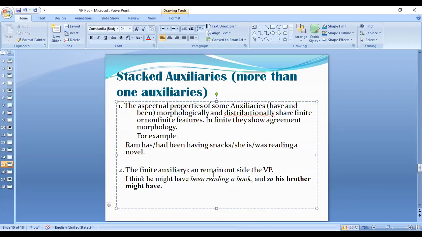The finite auxiliary can sometimes remain outside the verb phrase. I think he might have been reading a book. Here, "have been reading a book". So his brother might have. Indeed, they are signaling the fronting of the verb phrase, and sometimes the finite auxiliary verb can be outside of the verb phrase as well.